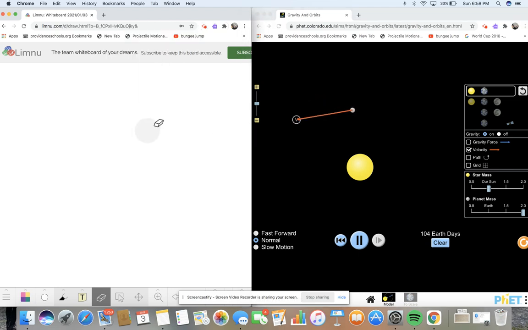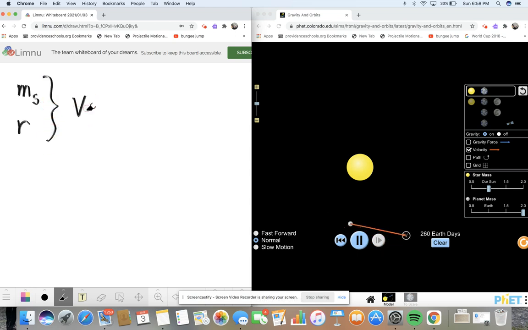Okay, so we're going to do the same thing. We're going to come back over here to our whiteboard, and we're going to write down the variables that did affect our velocity: the mass of the sun and that distance r. This all affects the velocity. And it turns out the equation for velocity is that big G that we talked about earlier times the mass of our sun divided by that distance r.